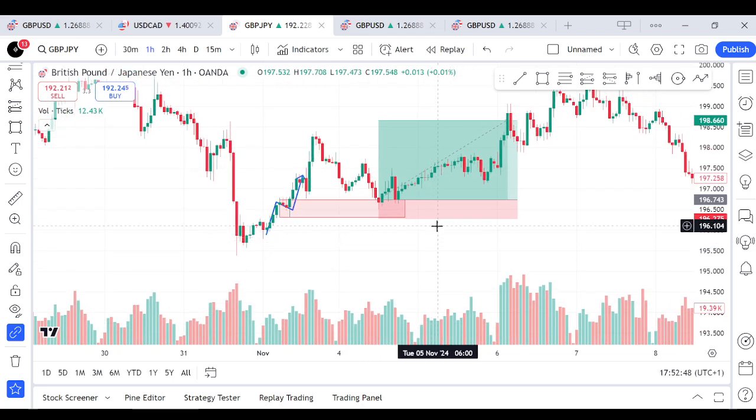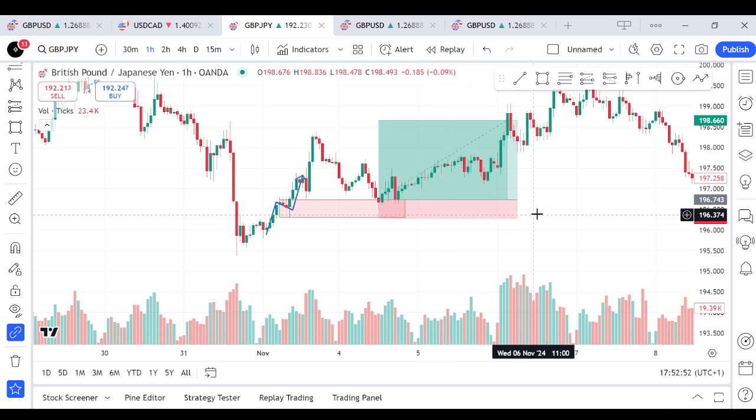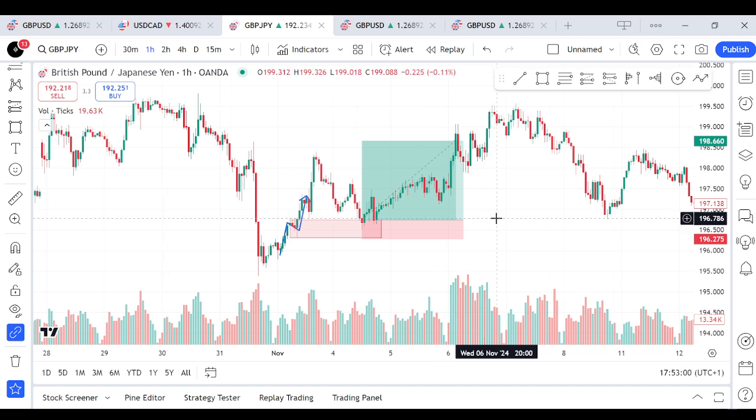And another common mistake to avoid is forcing trades. Not every consolidation leads to a valid rally base rally pattern. So patience is key. Wait for all elements of the pattern to align before committing your capital.